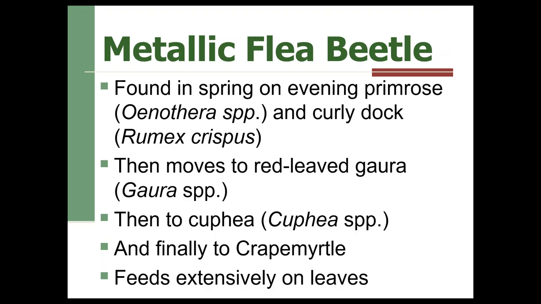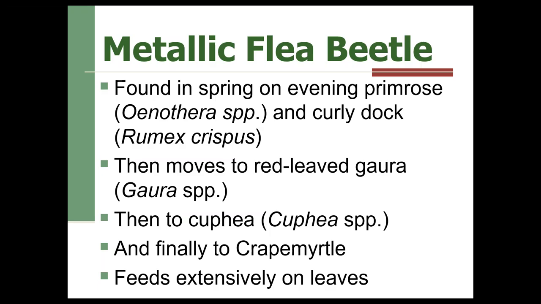year. What we found in Florida is that it would be initially found in spring on evening primrose, Oenothera species, and on curly dock, Rumex species. That's where the metallic flea beetle would first be found or first develop. Then we've seen that move to red-leafed gaura, and then to cuphea, and then finally to crepe myrtle, where it will feed extensively on the leaves of all these species.